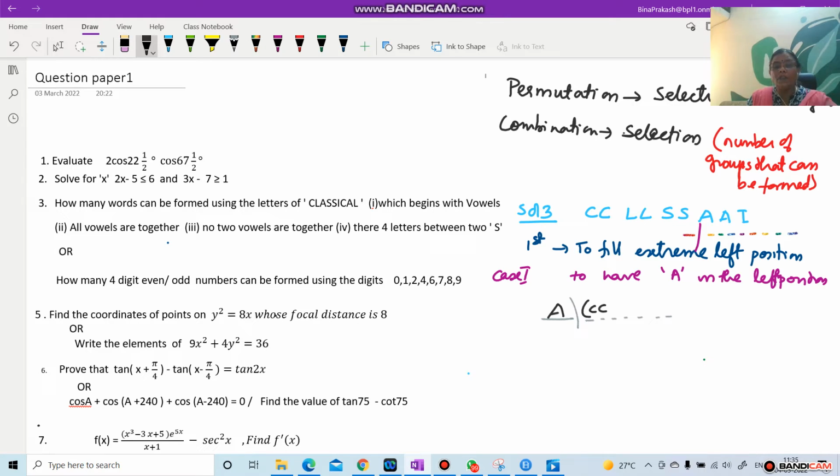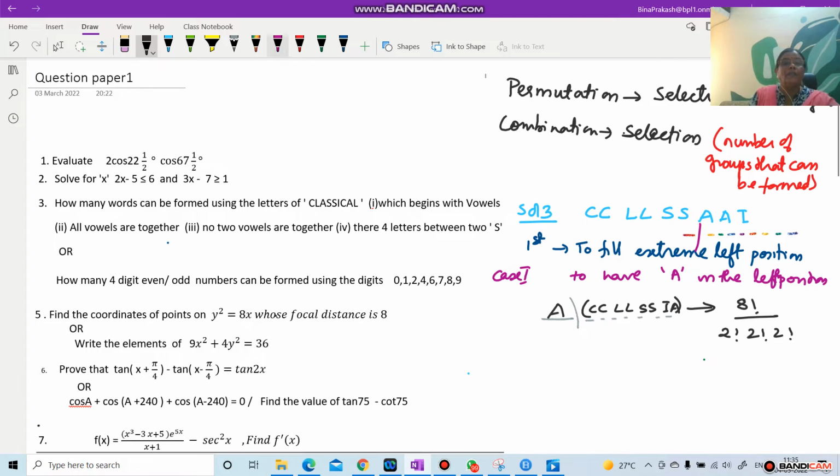We have 2 C's, 2 L's, 2 S's and an I. Fine. So how many elements, sorry, one A is also there. There's one A because one A has been fixed up, so one A is there. So how many elements are there for the arrangement? We have 8 factorial upon the repetitions, that is 2 factorial for C's, 2 factorial for L's, 2 factorial for S's. So this many words will be formed which begin with A. Now what is the next case? The next case is all those words which begin with I.